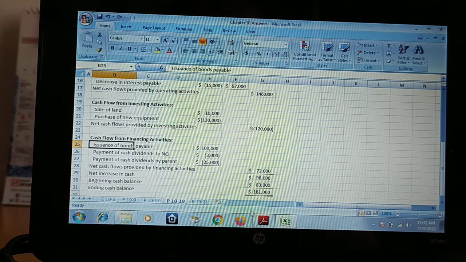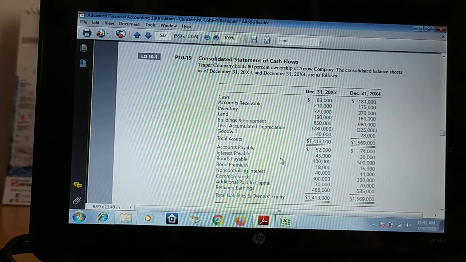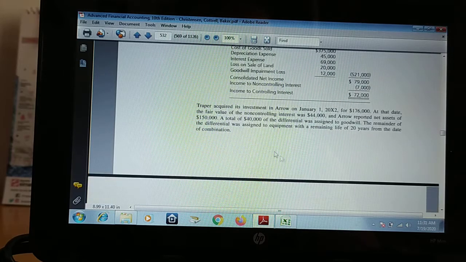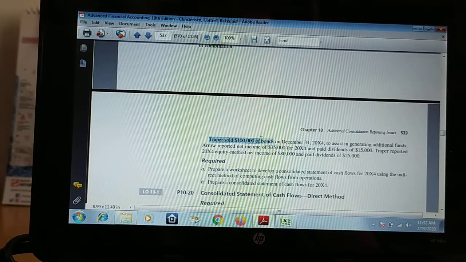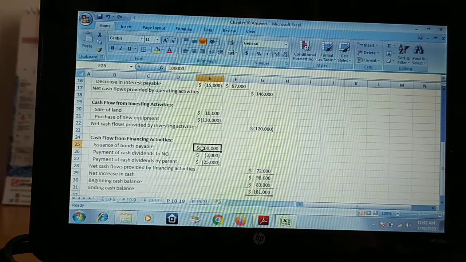And then we can go to the financing activities. Basically it has been provided here: Trapper sold 100,000 bonds to assist in generating additional funds. You need to read the purpose as well. To generate additional funds means that you receive cash. So the issuance, or sale, of the bonds is 100,000 positive.